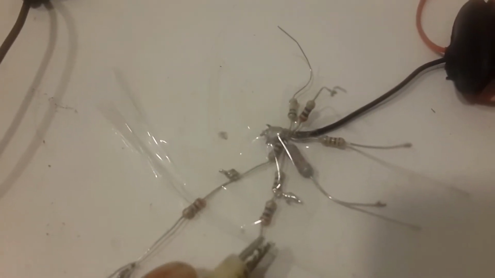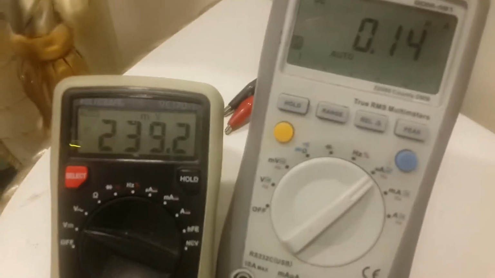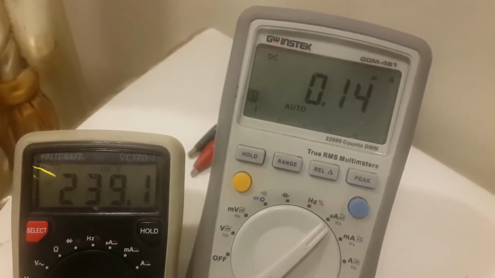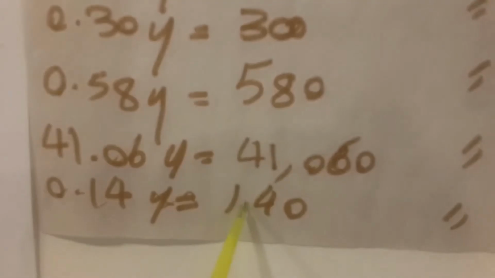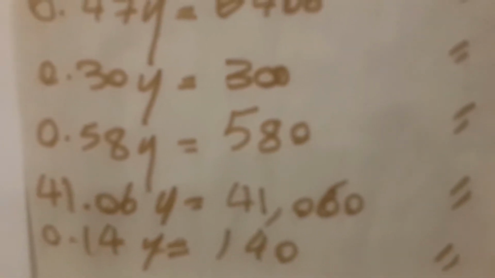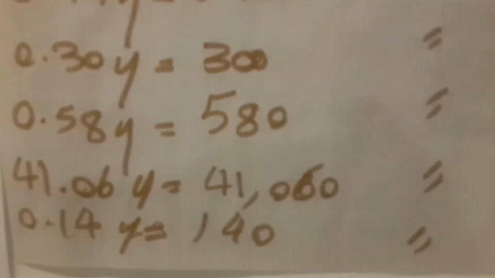For example, this one is 0.14 microamp. The answer is 239.1. 0.14 is 140 nano. This is super precision and high accuracy measurement.